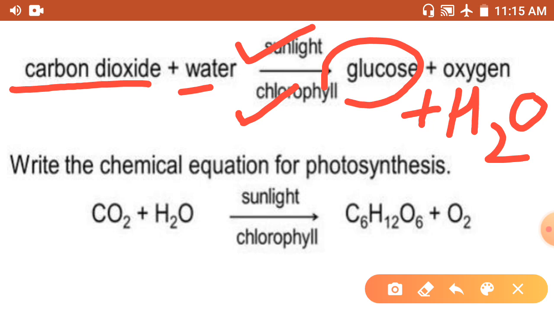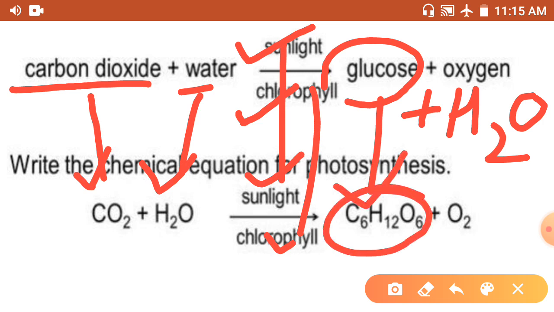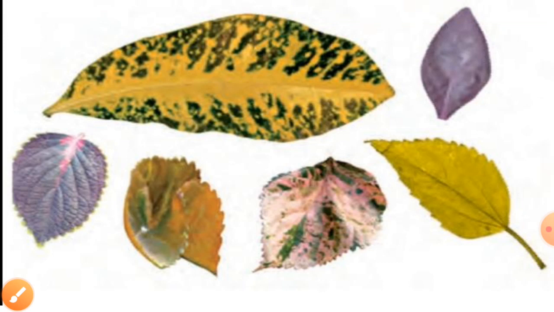In the chemical equation, carbon dioxide is CO2 and water is H2O. In the presence of sunlight and chlorophyll, they make carbohydrate, meaning glucose, C6H12O6, and oxygen plus water also. So this is the equation of photosynthesis.